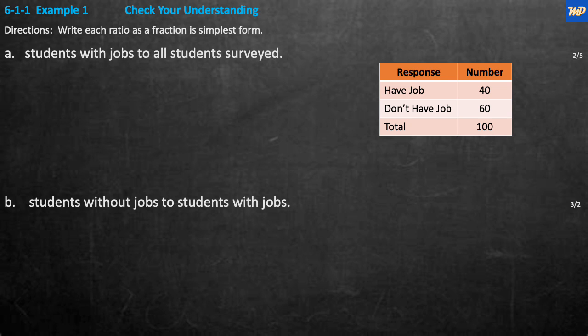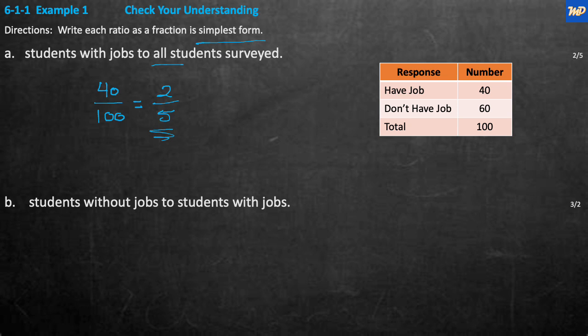Students with jobs to all students surveyed. Students that have jobs, right here, is 40. The ratio is 40 to all students surveyed, 100. So there it is, 40 to 100. But they want it in simplest form. We can divide 40 and 100 both by 20. 40 divided by 20 is 2, and 100 divided by 20 is 5. So the answer here is 2/5.